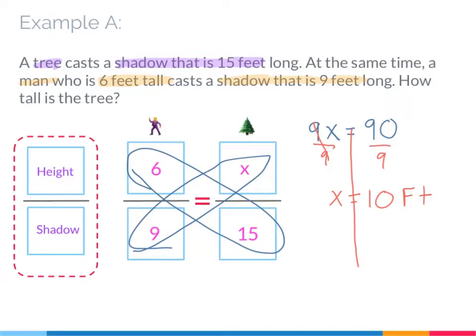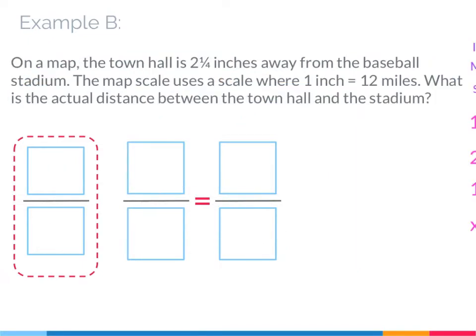Now let's take a look at example B. Here we are at example B. Example B says, on a map, the town hall is 2 1/4 inches away from the baseball stadium. The map uses a scale where 1 inch is equal to 12 miles. What is the actual distance between the town hall and the stadium?